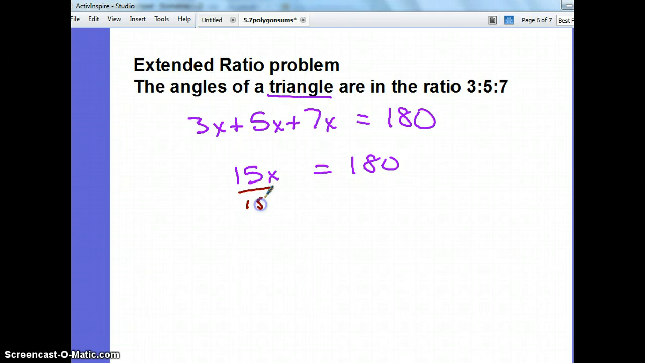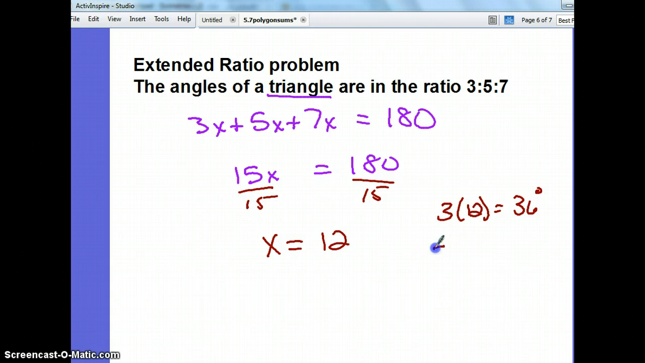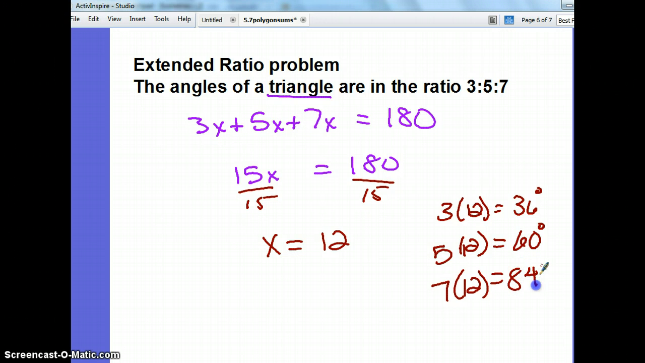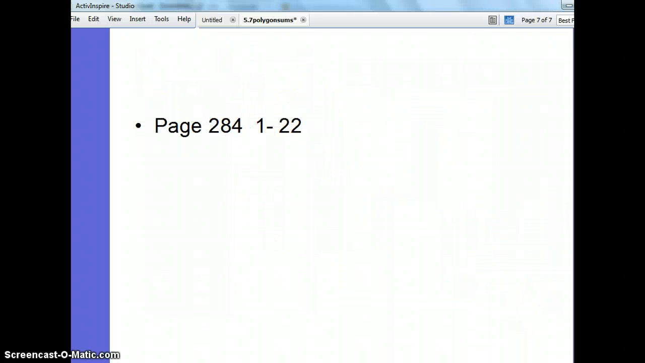We want to go ahead and divide by the 15. And x is equal to, what is that, 12? So x equals 12. So then the measure of the angles, one angle would be 3 times 12, or 36 degrees. The next angle is 5 times 12, which is 60 degrees. And the last one is 7 times 12, which is 84 degrees. And if we add those all up, we should get our 180. So an extended ratio, you're just going to go 3x plus 5x plus 7x, or whatever the numbers happen to be.